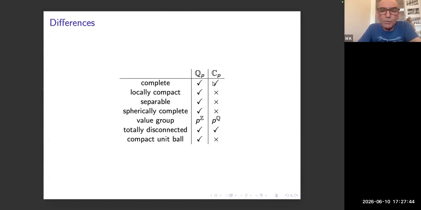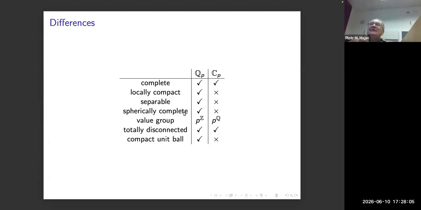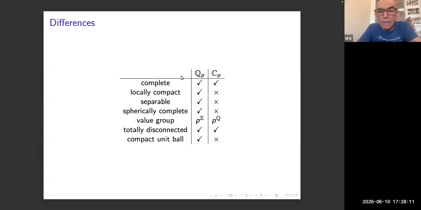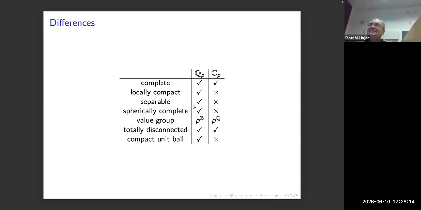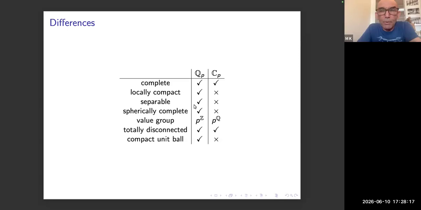So here I'm comparing Qp with Cp. In terms of completeness, both are complete topologically. Qp, as we know, is locally compact because you can do Haar measure Fourier analysis on Qp, but on Cp it's not locally compact. But it is separable. Wait, Masoud, it's a bit funny because Q itself is not locally compact, right? But Qp is. By taking p, it becomes a more regular space. For example, R is locally compact, but Q is not. Okay, good.